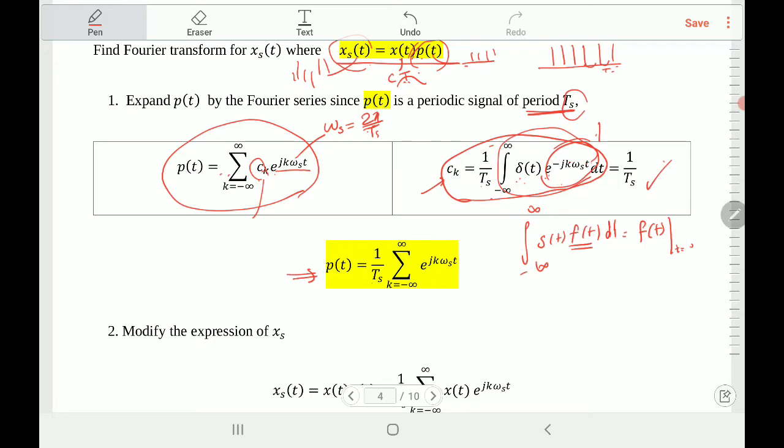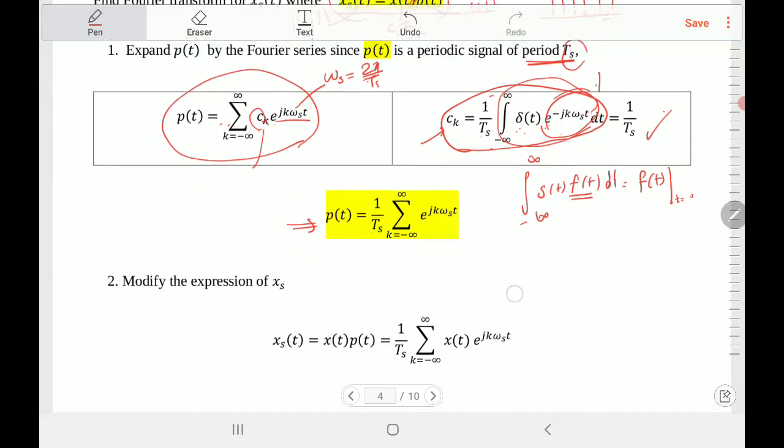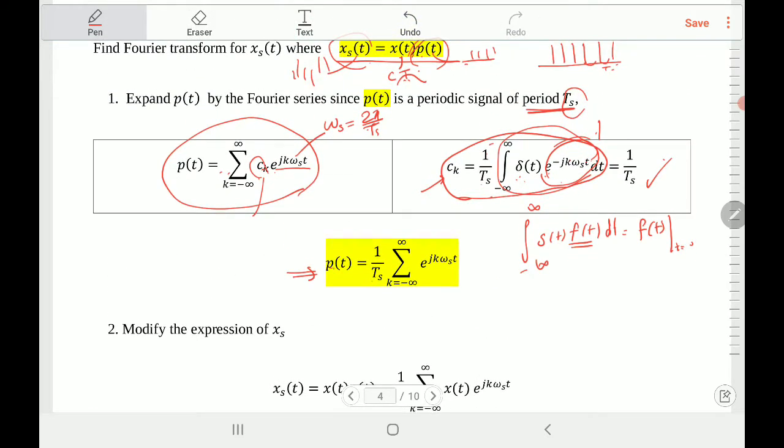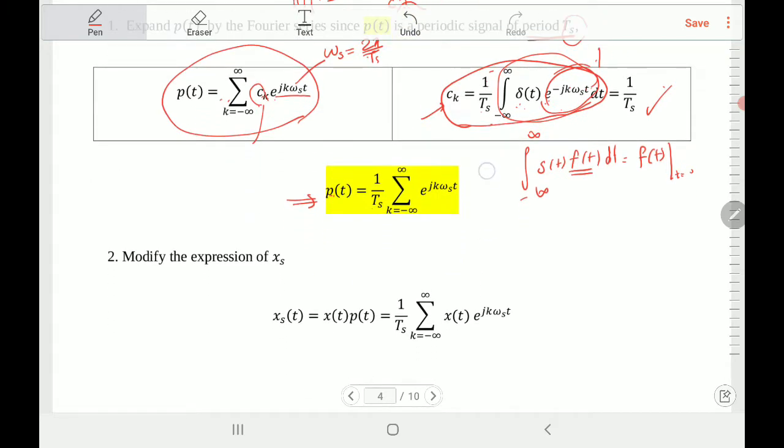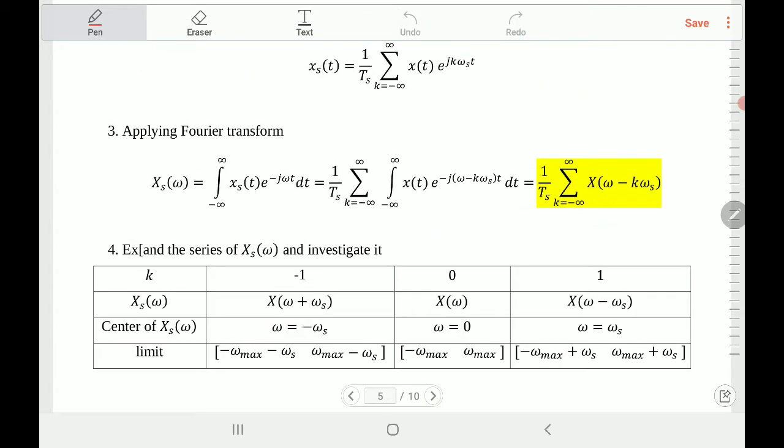All right, great. Next, modify the expression. Once you have p(t), put it there in the expression and find xs(t). So I did that. I multiplied it, and I put x(t) inside here. So that's the expression inside the sum, with 1 over Ts put outside. Right. Next, we are going to find the Fourier transform for the expression we just got.